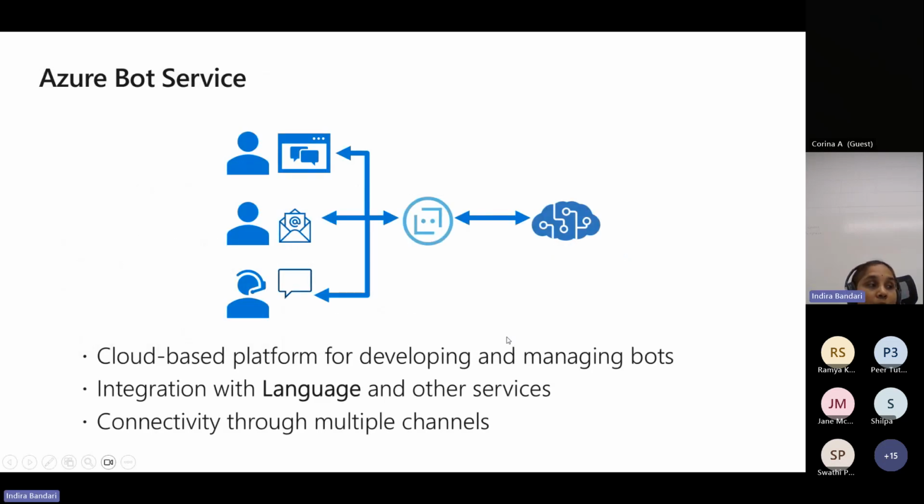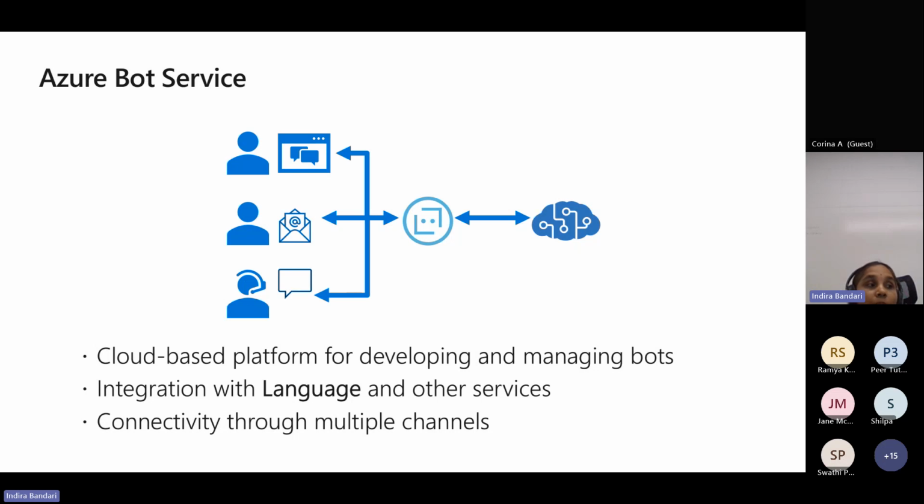Okay, next one is Azure Bot Service. What does this represent? Azure Bot Service is a platform for creating, deploying, and managing bots. That is the main thing. Creating, managing, and deploying of bots is done using Azure Bot Service. Developers can use Microsoft Bot Framework. There is an SDK for that, to develop bots and easily deploy them and manage them in Azure.